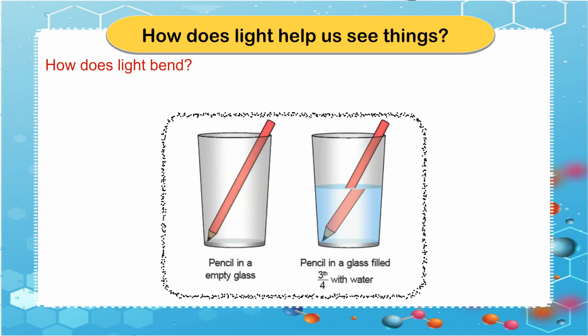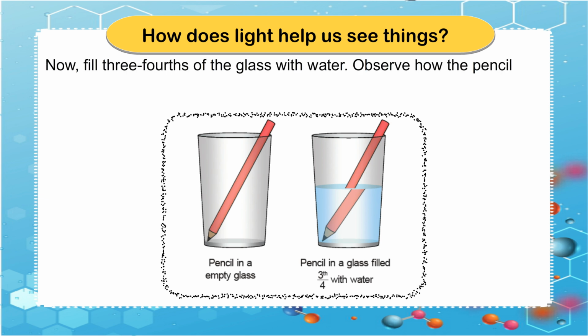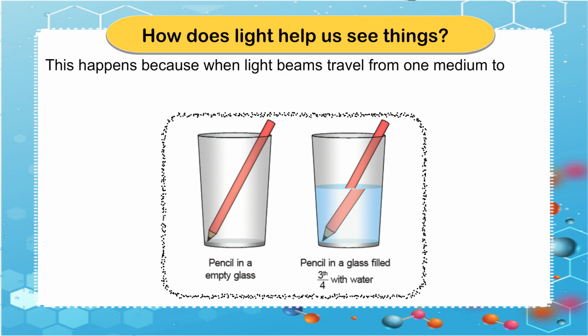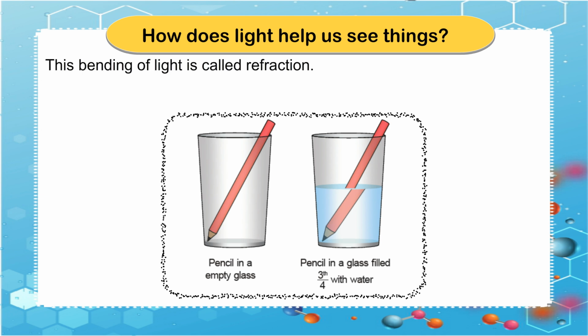How does light bend? Take an empty glass and keep a pencil in it. See how the pencil looks. Now, fill 3/4 of the glass with water. Observe how the pencil looks. It will appear bent to you. This happens because when light beams travel from one medium to another, they bend at the surface of the other medium. This bending of light is called refraction.